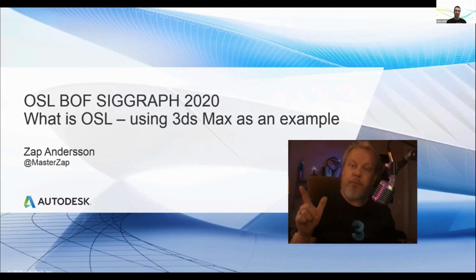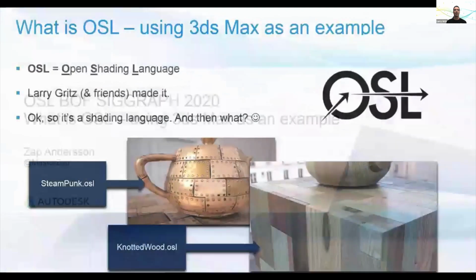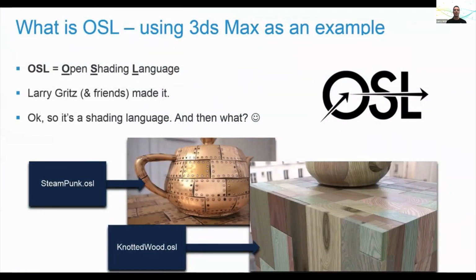Hello, I'm Zap Andersson from Autodesk. Today I'm going to do a little introduction to OSL and I'm going to exemplify that with the implementation in 3D Studio Max. So what is OSL? Well, it stands obviously for Open Shading Language, and Larry made it, of course. But what's a shading language? Well, it's basically a way to make procedural fun things happen with your objects without relying on textures. So what you're seeing here, the steampunk teapot or the knotted wood, these are not bitmap textures. These are pieces of code that generate this appearance. That's what you can do with the shader.